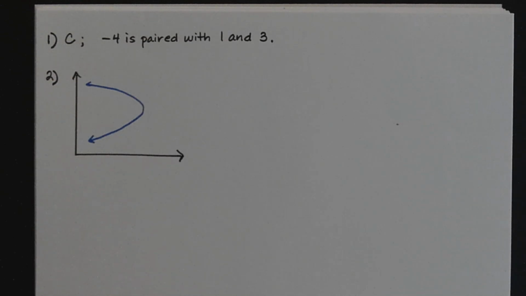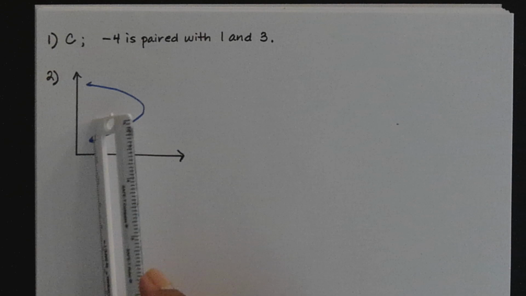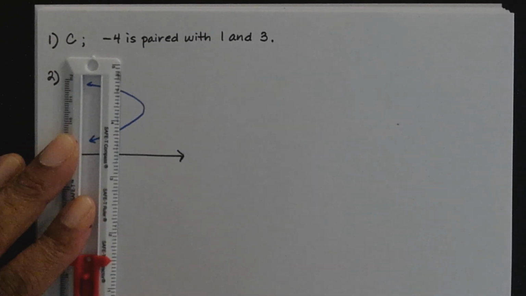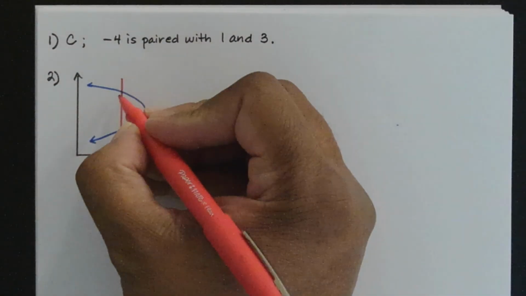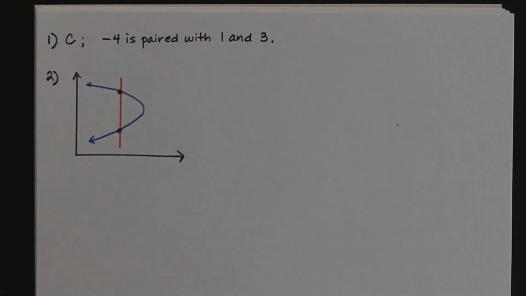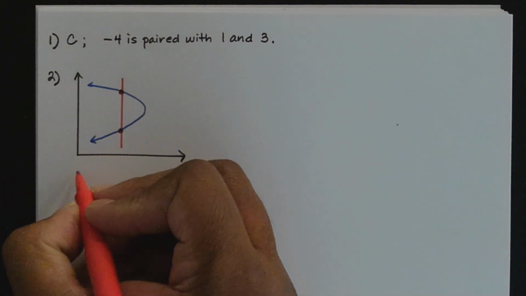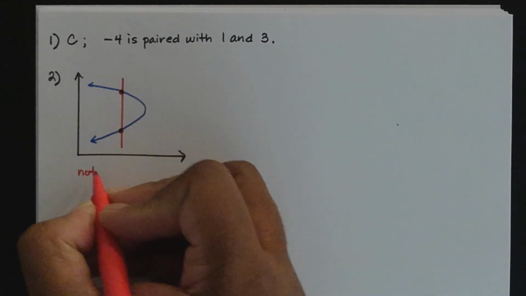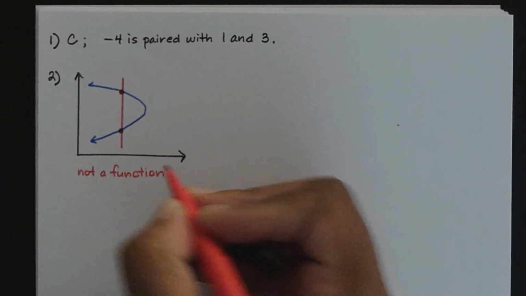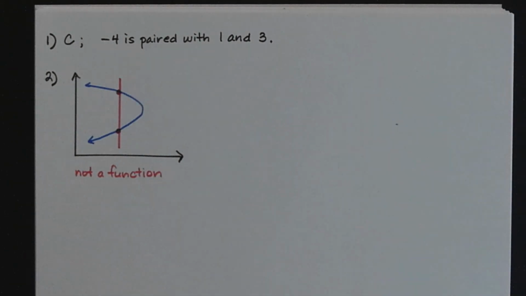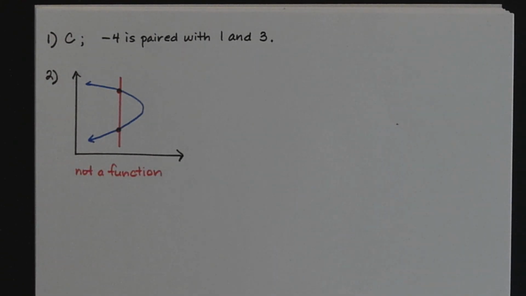So in this case, would this be a function? If I was to draw this vertical line, no, it would not. Here's the vertical line. You can see that that vertical line crosses the graph at 2 different places. So that means that this graph is not a function. Okay. All right. Are there any questions about problem number 2?